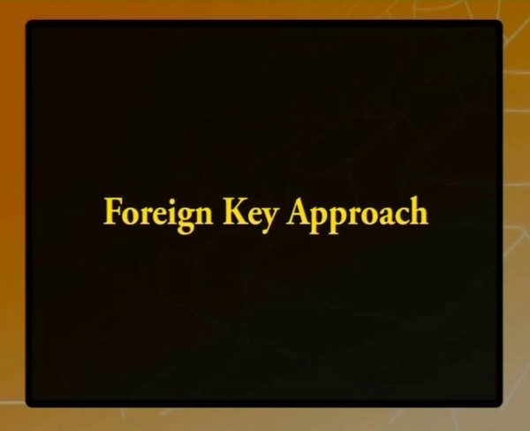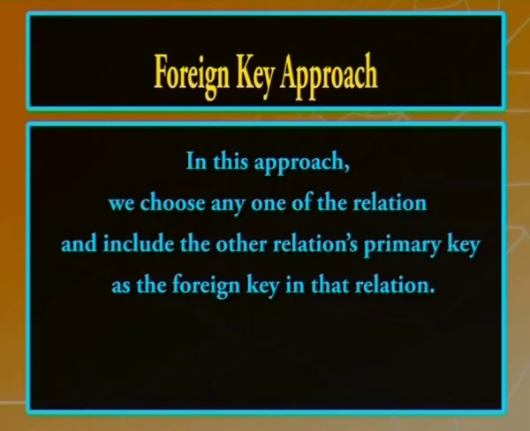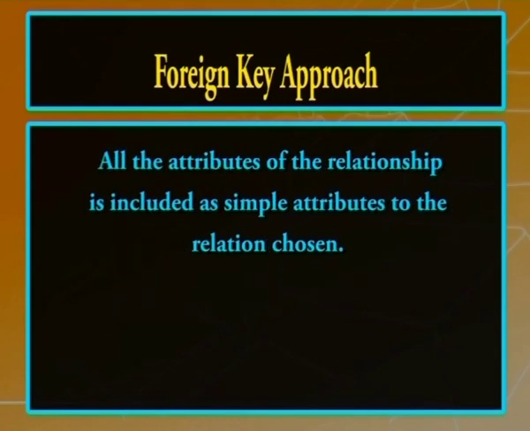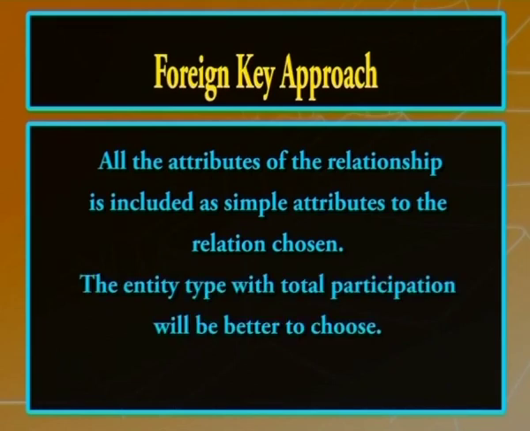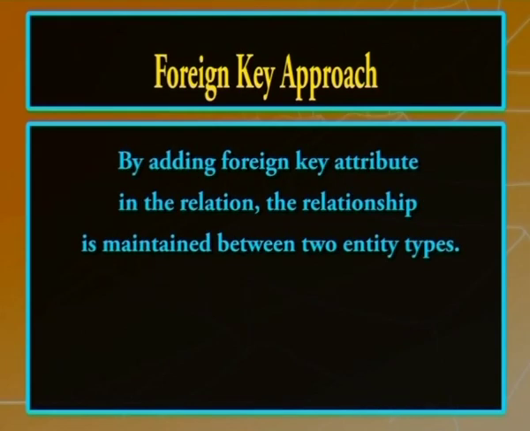There are two possible approaches to map relationship into relation. The first approach is foreign key approach. In this approach, we choose any one of the relations and include the other relation's primary key as the foreign key in that relation. All the attributes of the relationship are included as simple attributes to the relation chosen. The entity type with total participation is better to choose. By adding foreign key attribute in the relation, the relationship is maintained between two entity types.